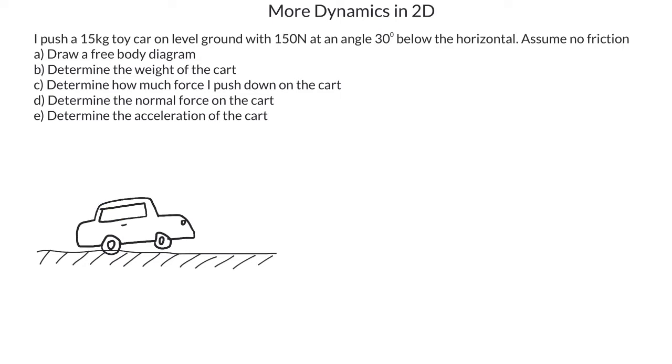So we want to draw a free body diagram. We want to determine the weight of the car, and remember what that means is just finding what Fg is. Determine how much force I push down on the cart, determine the normal force on the cart, and then determine the acceleration of the cart.